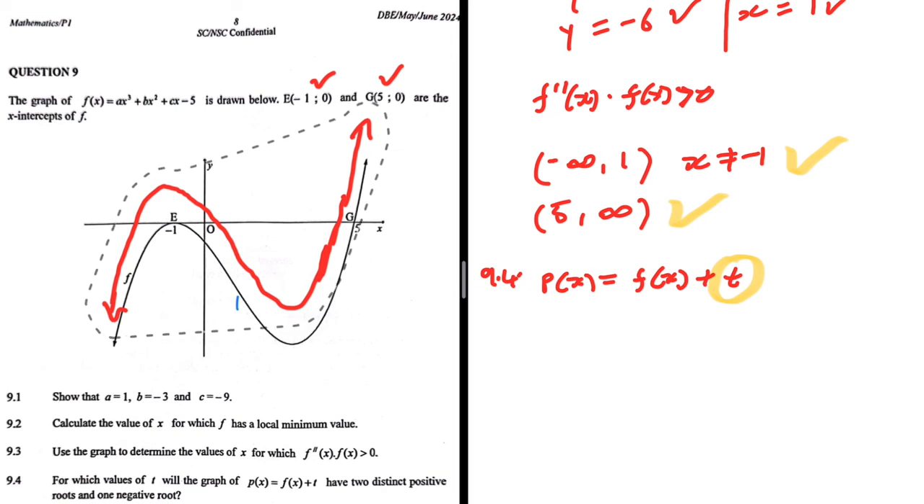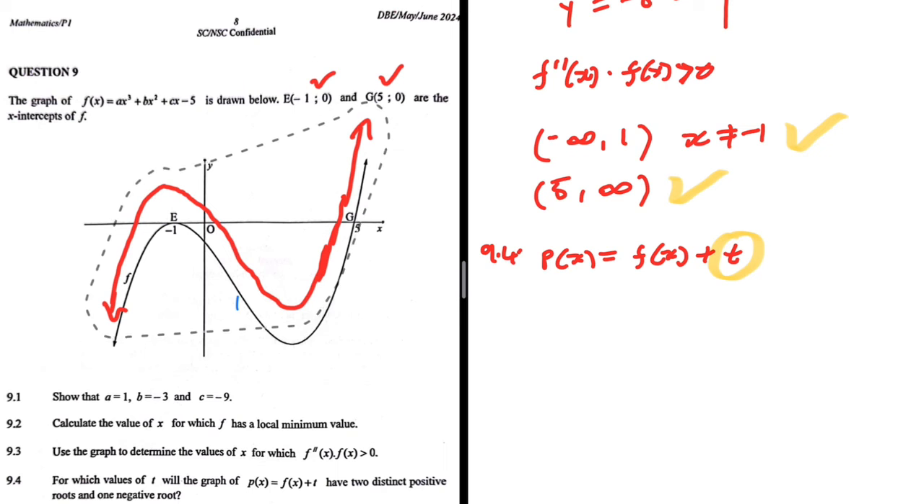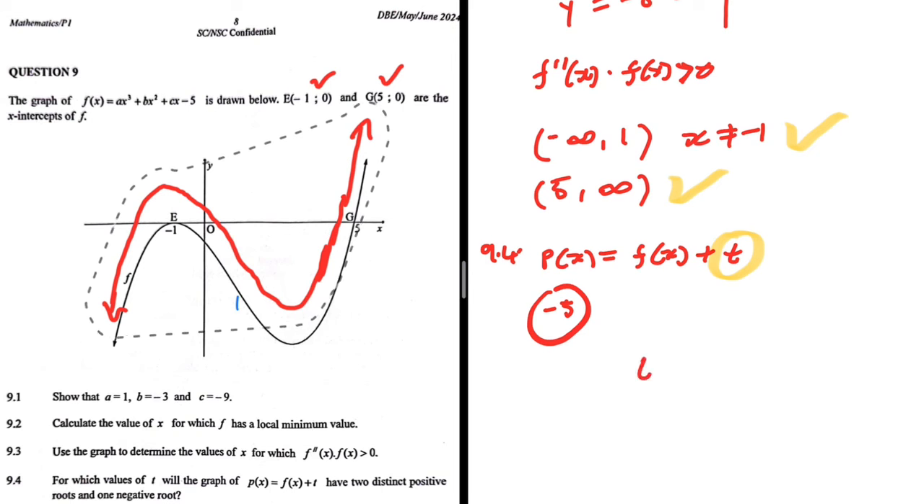The y-intercept initially on our function is at -5. Let me write that down. The y-intercept is at -5. But when our y-intercept is greater than 0, then we have one negative and two positive roots. So we need to shift this graph by at least just above 5 units up for us to have one negative and two positive. So we need t to be greater than 5. If t is equal to 5, then we're gonna have one negative, one at 0, and one positive. And we want one negative and two positive distinct roots. So we need t to be slightly greater than 5.